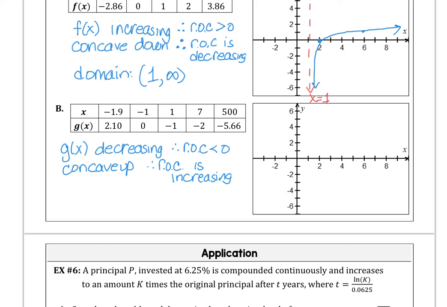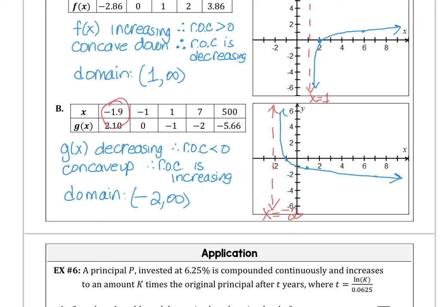We've got a vertical asymptote at -2. I'm getting that from these values here. And -1, 0, 1, -1, 7, -2. So we've got this decreasing graph here. And x equals -2 is our vertical asymptote. So that gives us a domain from -2 to infinity.